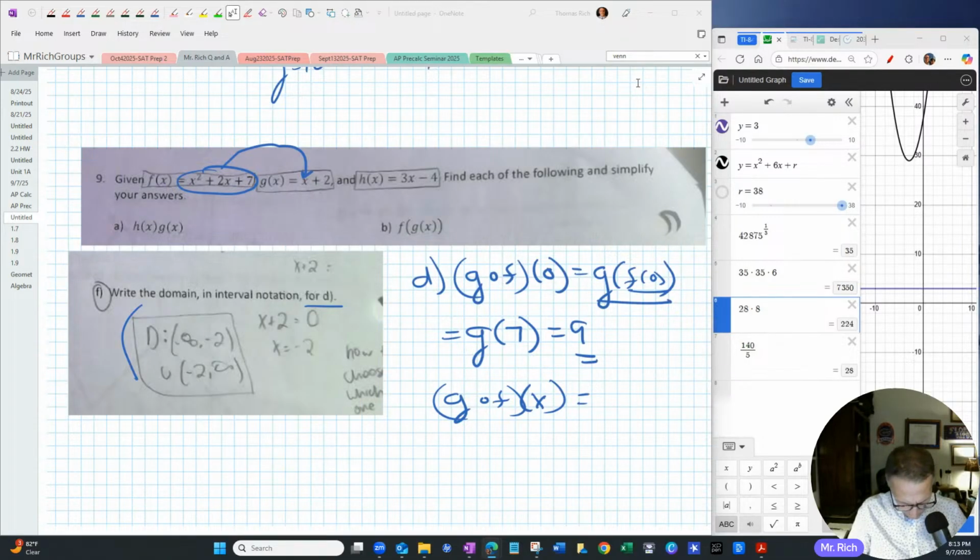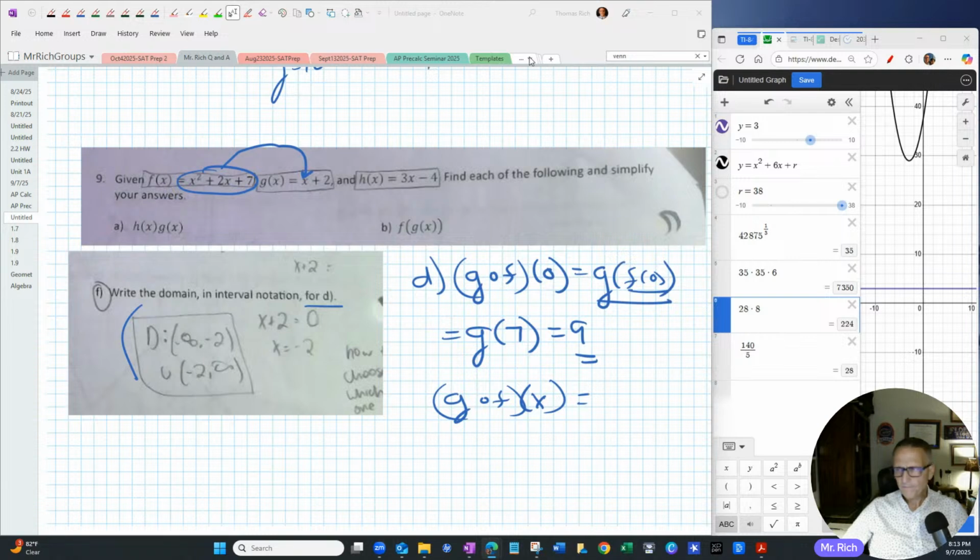I do have another question that came in. The question was, is there an easy way to memorize rules for trig derivatives? This is a question for Calc AB. An easy way to memorize rules for trig derivatives. Sure, I will mention a few things about trig derivatives.